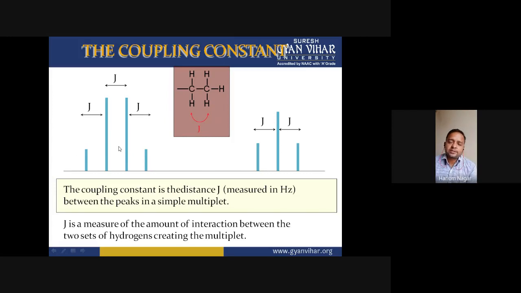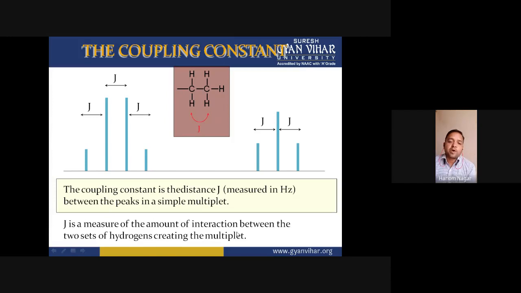Now the question is, what is the coupling constant? When in a multiplet there are various peaks, four peaks suppose here, what is the distance between two adjacent peaks? This distance between two adjacent peaks in a multiplet is called the coupling constant. This is the coupling constant J, and it is measured in hertz.